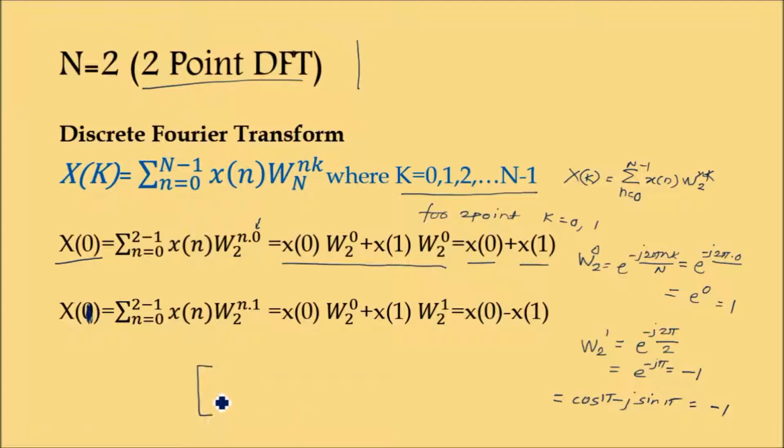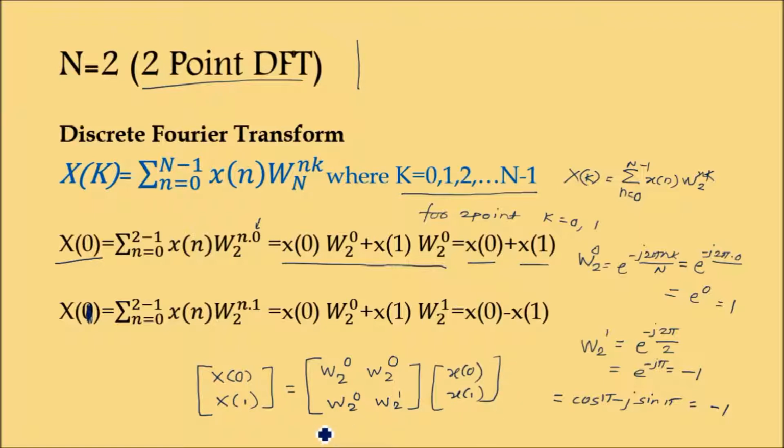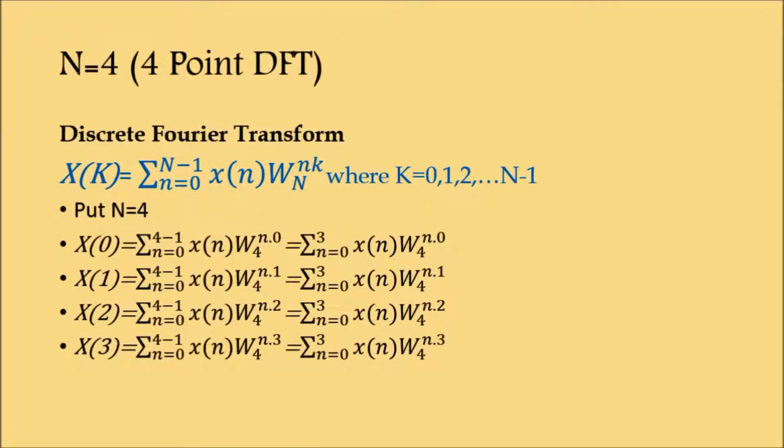we can write in matrix form as x of 0, x of 1 is equal to w2 raised to 0, w2 raised to 0, w2 raised to 0, w2 raised to 1 multiplied by x of 0 and x of 1. So the matrix is 1 1 1 minus 1 into x of 0, x of 1. So this is regarding 2-point DFT. Now we'll move towards 4-point DFT.